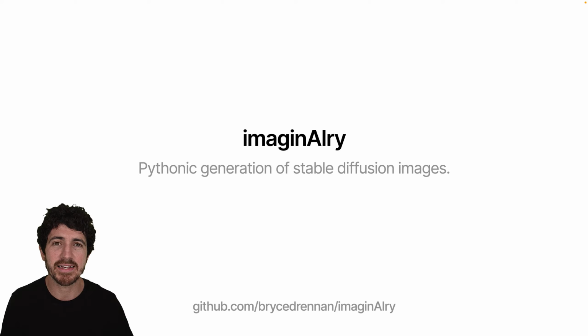So imaginAIry, as I said, they describe themselves as a Pythonic generation of Stable Diffusion images. Below here is the GitHub link. They, I believe, don't have a website. They just have the README page on that GitHub repository as their main page, where you can read all the documentation and how to use it and what it is and what features it offers.